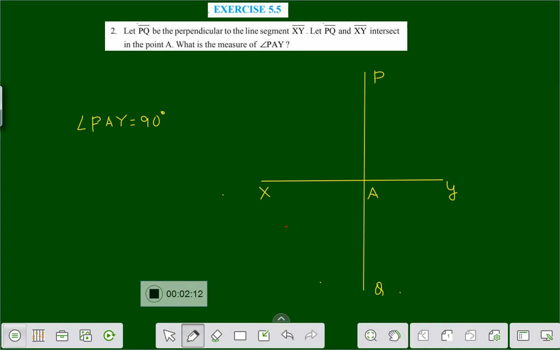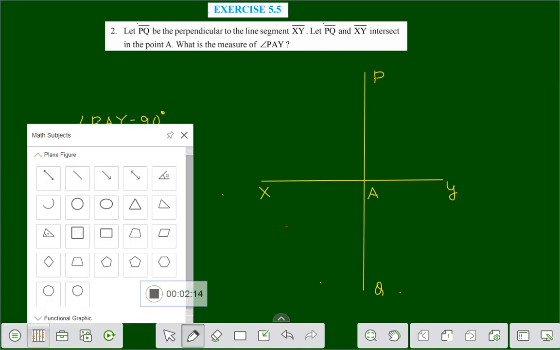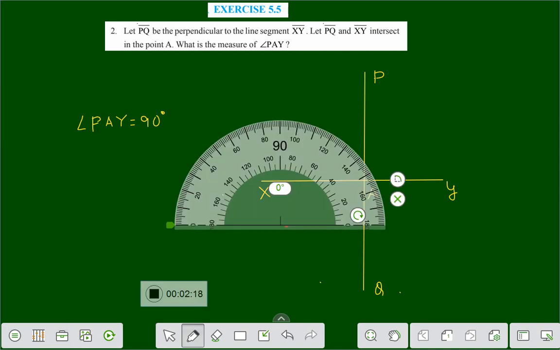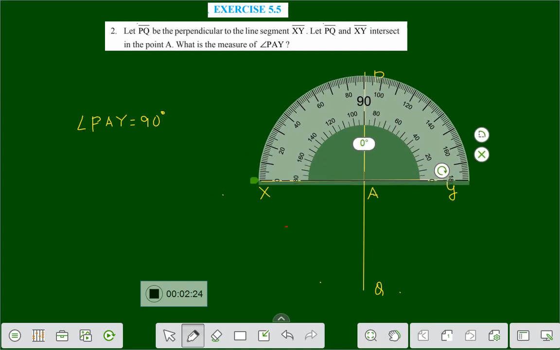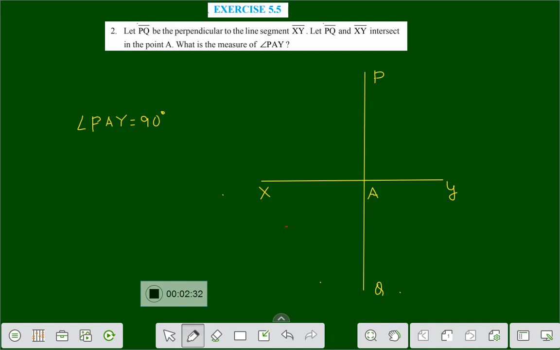We have taken a protractor and we have measured it. You see, this is exactly 90 degree. Here see angle PAY is exactly 90 degree, right? Therefore, you can write that angle PAY is equal to 90 degree. This is the solution of question number 2.